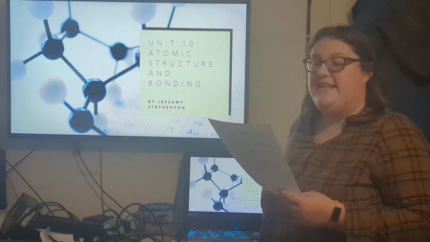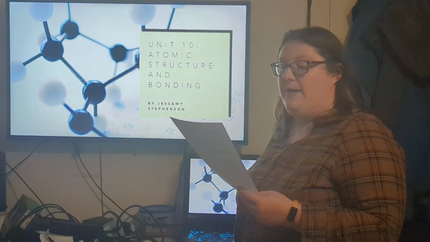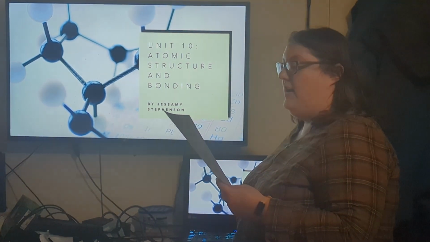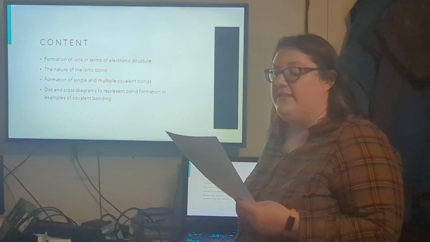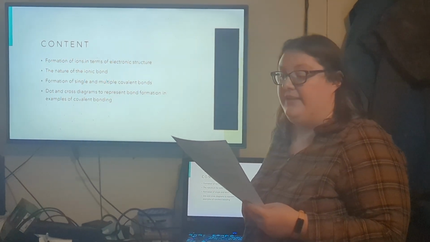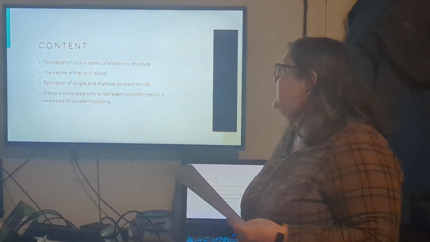Hello and welcome to my presentation on atomic structure and bonding, where we will be covering the formation of ions and ionic bonding before moving on to how covalent bonds form and subsequently the different types of covalent bonding. We will also look at how different types of bonding affect the properties of different compounds.